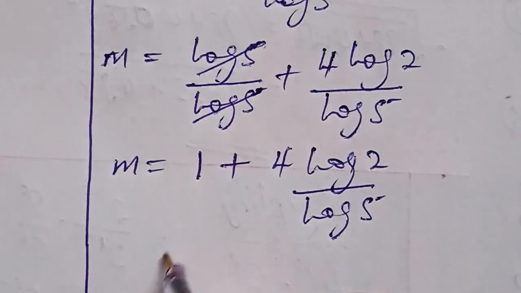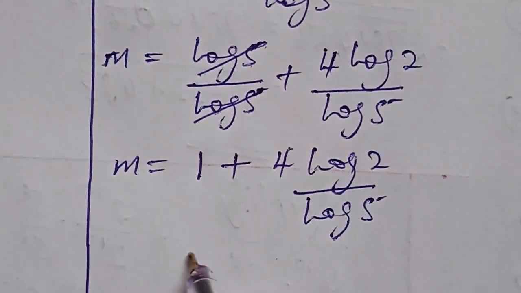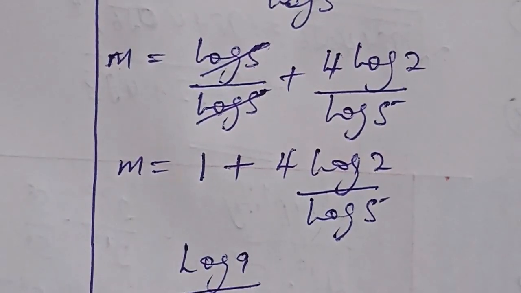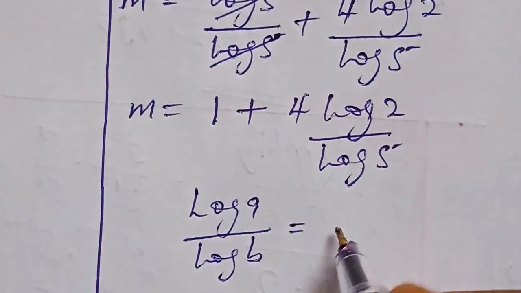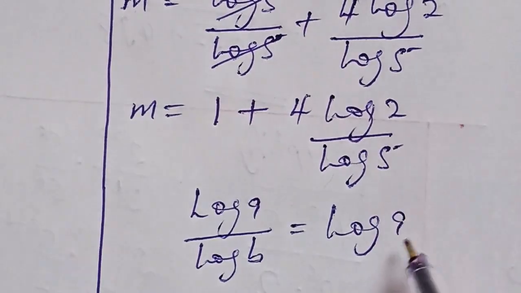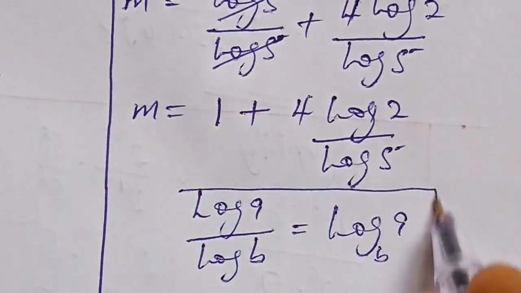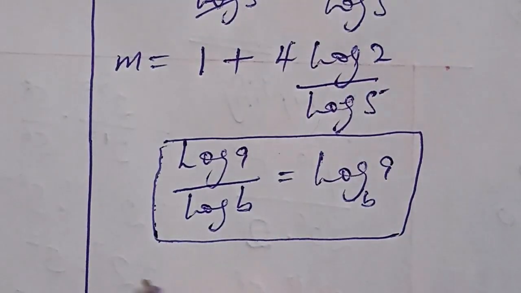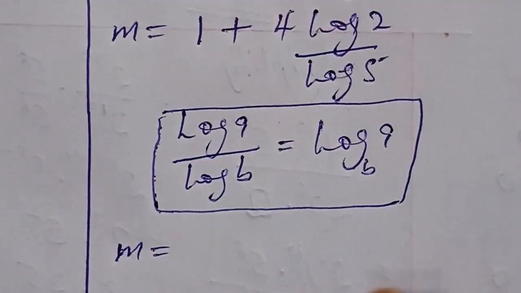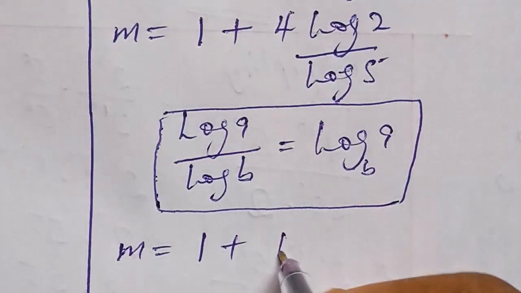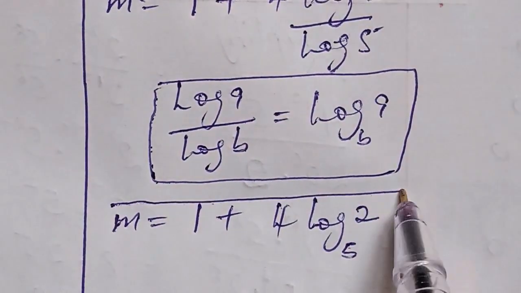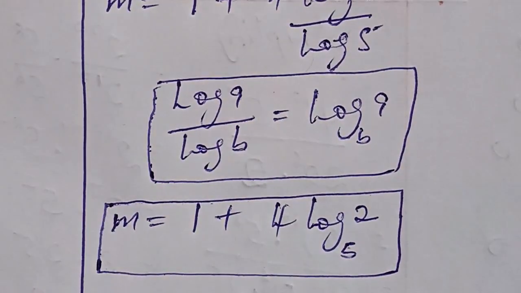Considering this part, which can be simplified as log a over log b, given as log a base b, we use this identity to simplify this. m becomes equal to 1 plus 4 log 2 base of 5, and this will be our final value of m.